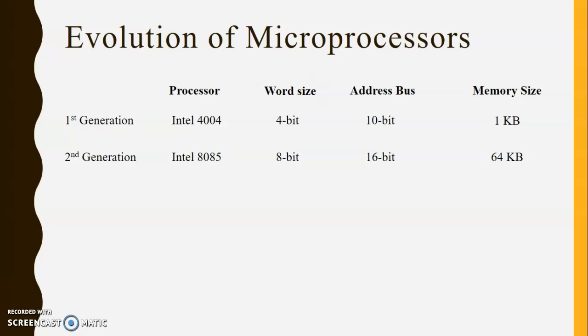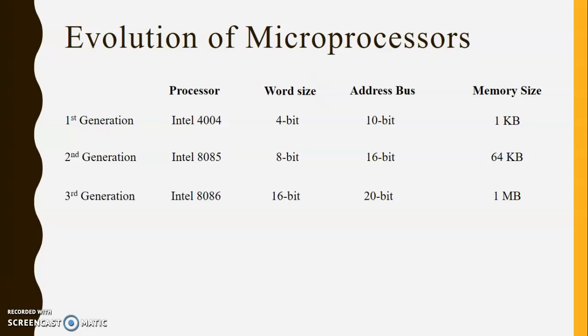Then came third generation microprocessors, the example for which is Intel 8086. It has word size, that is data bus size, of 16-bit and address bus size here is 20-bit. So again the memory size becomes 2 raised to 20, which is nothing but 1 megabyte.